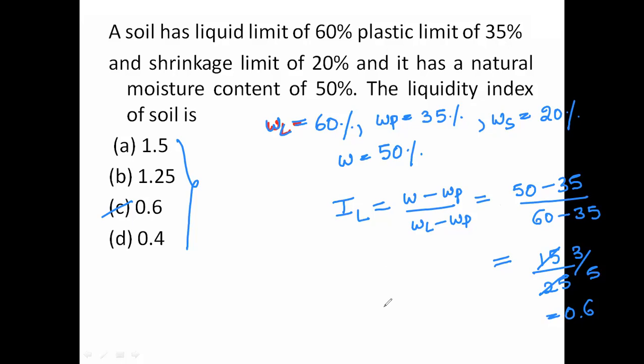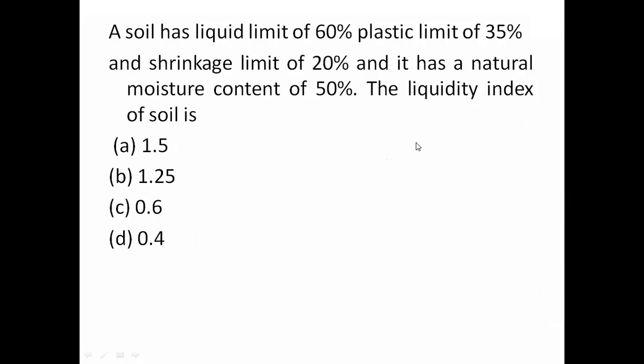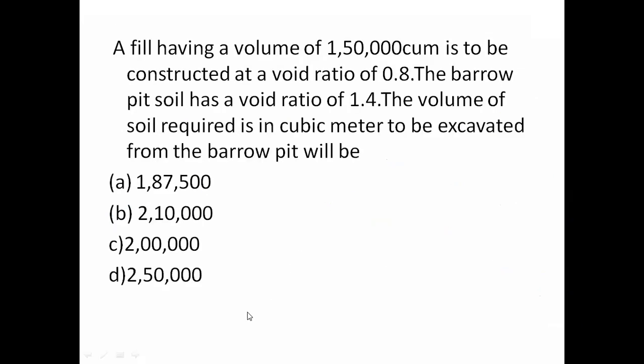Next question. A fill having the volume of 1,50,000 meter cube is to be constructed at the void ratio of 0.8. The borrow pit soil has a void ratio of 1.4. What is the volume of the soil required, in cubic meter, to be excavated from the borrow pit?